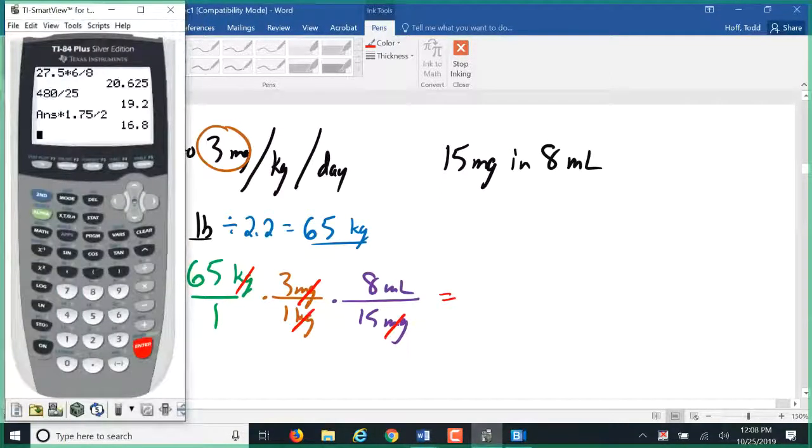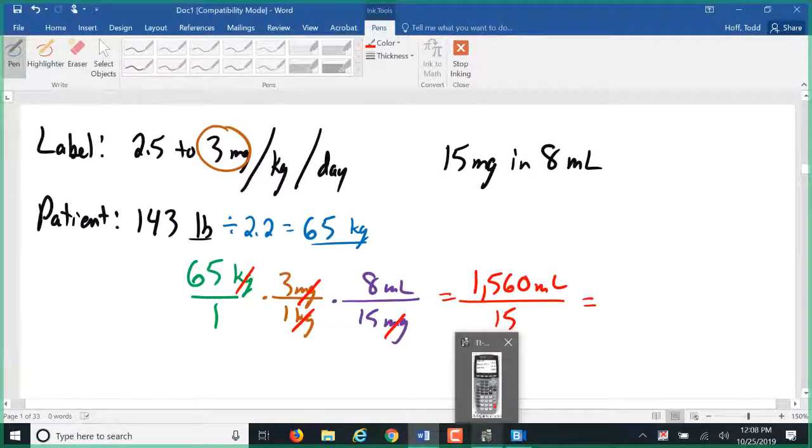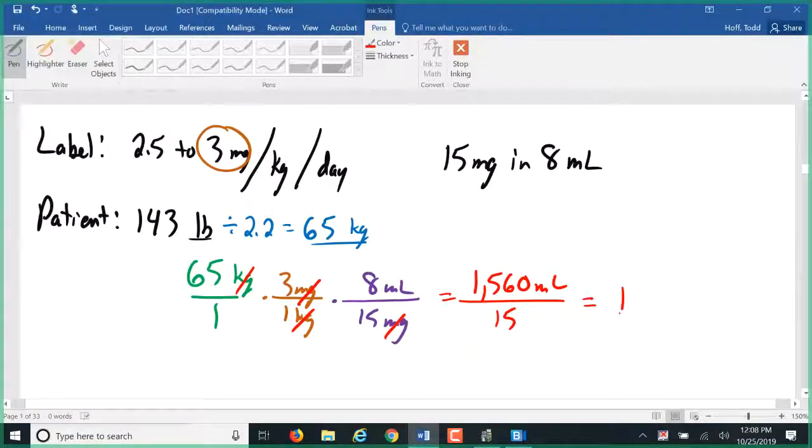65 times 3 times 8, giving us 1,560 milliliters over 1 times 1 times 15, which gives us what? 104 milliliters per day. Now I use the larger of the number, so that is the max dose.